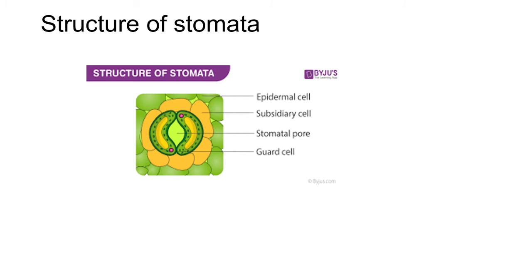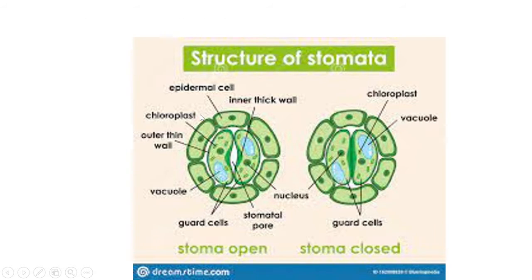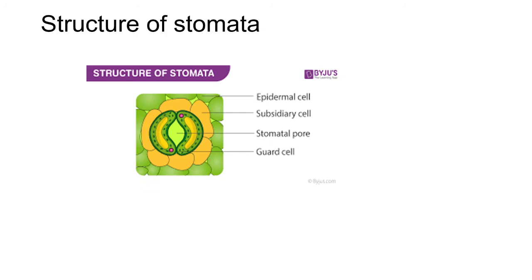However, in floating hydrophytes, stomata are present only on the upper surface because the lower surface is touching the water body. That's why stomata are present on the upper surface, because there is no problem of water. In dicots, the stomata remain scattered in the leaves, and in monocots, they are arranged in parallel rows. Now see, this is a diagram of dicot stomata.